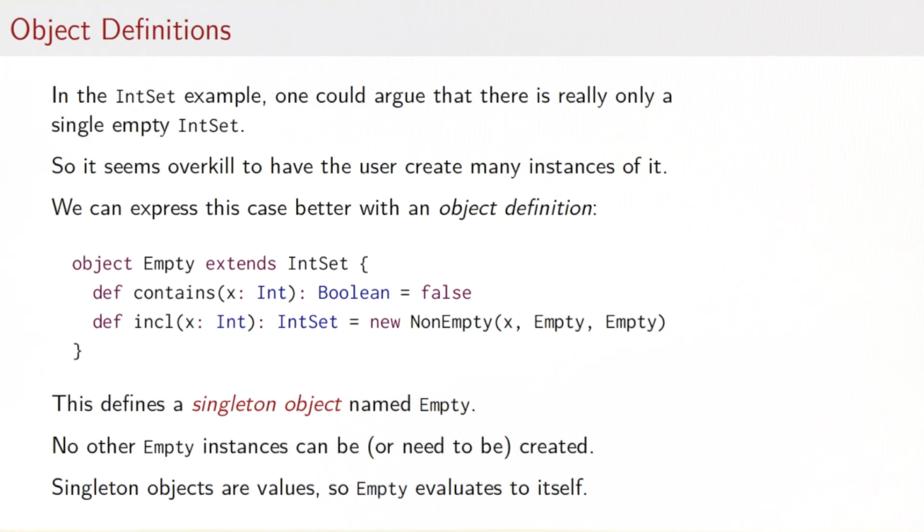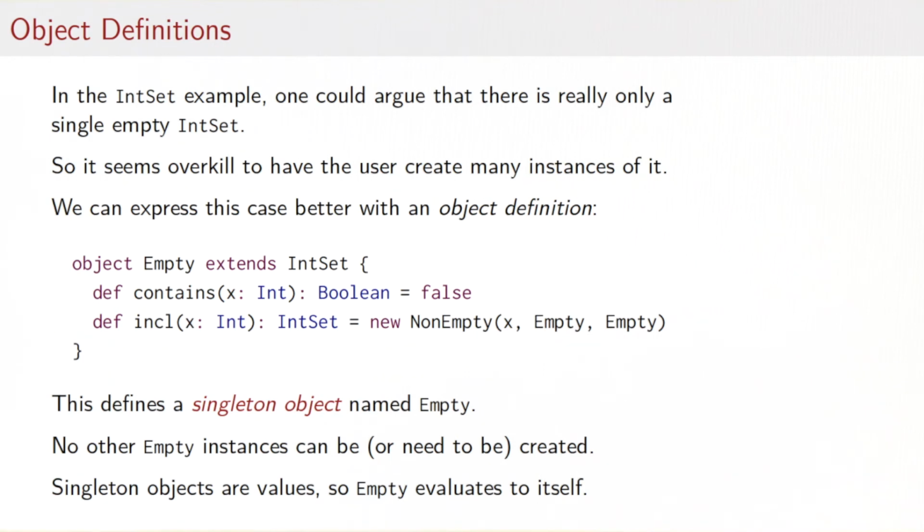So let's get back to the IntSets example. One thing to improve would be the status of the Empty IntSet class. You could argue that there's really only a single empty IntSet, so it seems overkill to have the user create many instances of it. And in fact, that's very easy to achieve in Scala. You just use an object definition instead of a class definition as before. So this object definition is exactly the same as the class definition, except that instead of the keyword class, you use object. And that will define a singleton object named Empty.